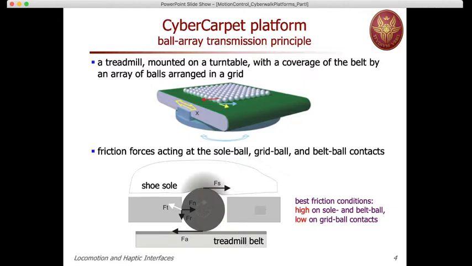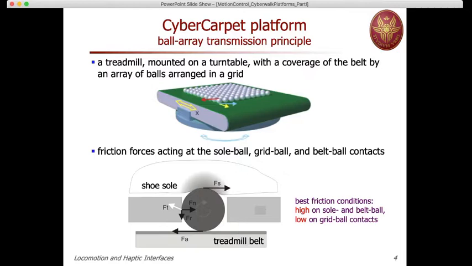Now, as the force diagram shows, when the treadmill is moving at the bottom, it is applying a force going from right to left to the rolling ball, which may be in contact, in practice is immediately in contact, with the side of the grid, but starts rotating. And on the other side of the ball, the equivalent force is applied in the opposite direction to the shoe sole.